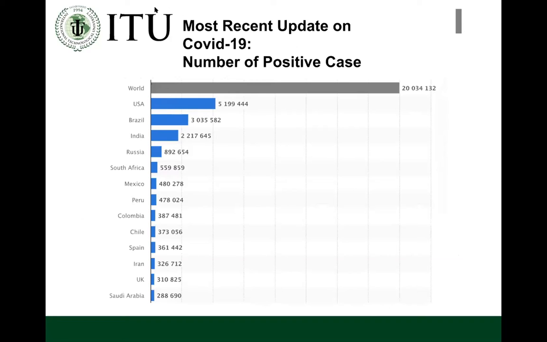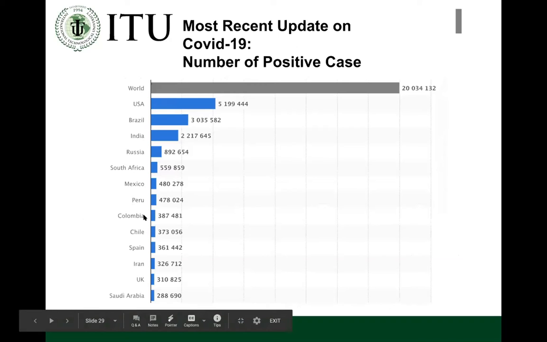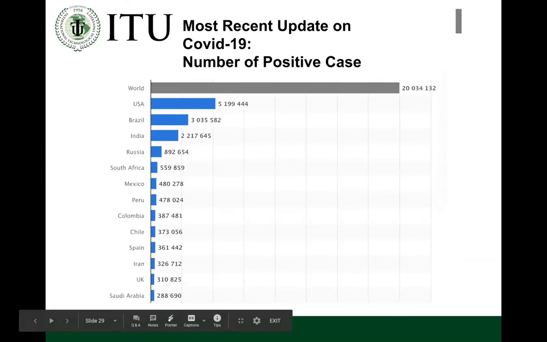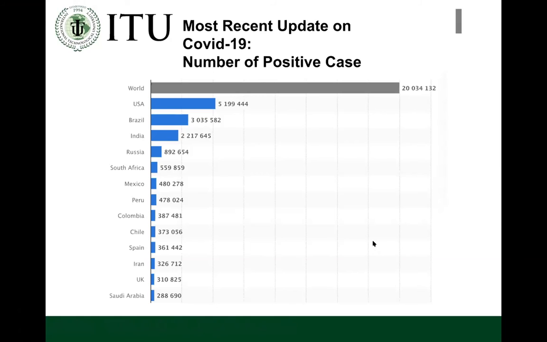I will continue to talk about our study. Okay, this is the most recent update on COVID-19, and today we can see the number of positive cases for COVID-19 in the United States is already over 5 million, and the death number in the United States is already over 160.